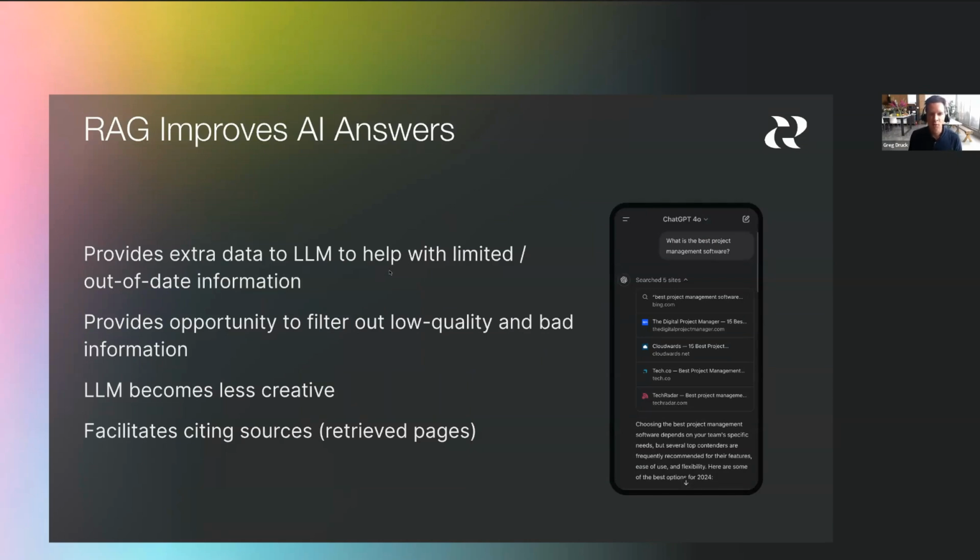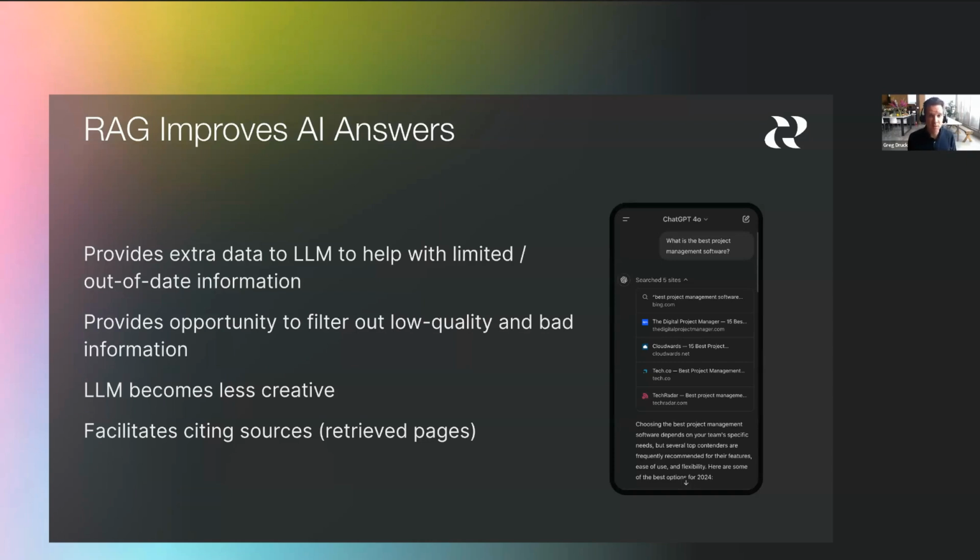So the extra data helps when there's limited information or the information is out of date. And although it doesn't directly help with bad data, it provides a good place to potentially filter out bad data. As I mentioned, the large language model tends to use the information that was given to it in the prompt. It tends to use the retrieval augmented generation data that was provided. And so if, when retrieving that data, you make sure that it's high quality and you try to filter out bad information, then the quality of your answers will generally improve. As I mentioned, the large language models tend to become less creative.